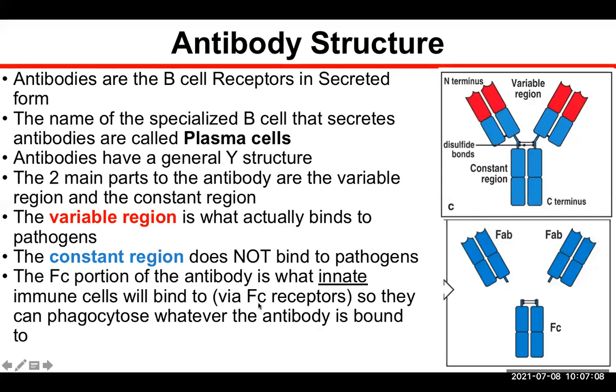And so the macrophage is going to utilize its Fc receptor to bind to the Fc portion of the antibody, so it can end up internalizing it. I hope that made sense.